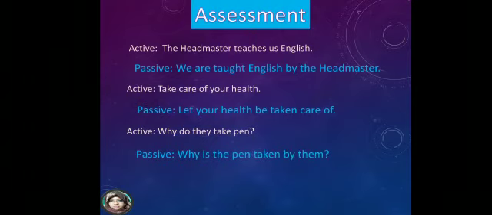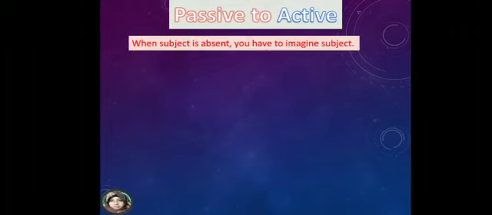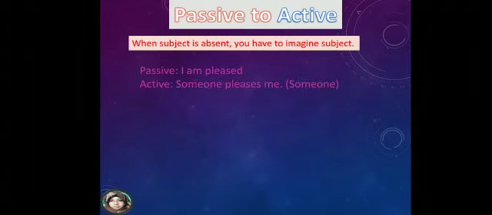Our last point is passive to active. Sometimes you have to face some sentences which are in passive form and you have to turn them into active, okay? When the subject is absent, you have to imagine a subject. Look. The sentence is, I'm pleased. Here there is no object to make the subject. That's why you have to imagine. So, our imagined word is someone.